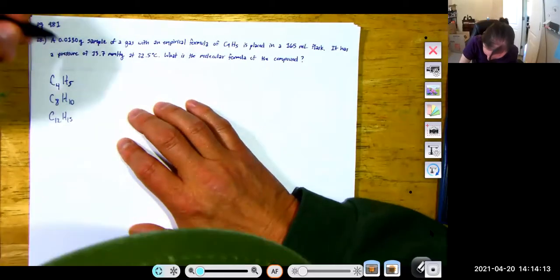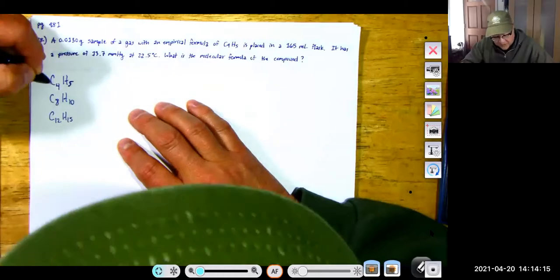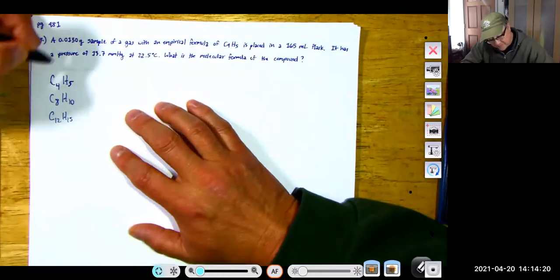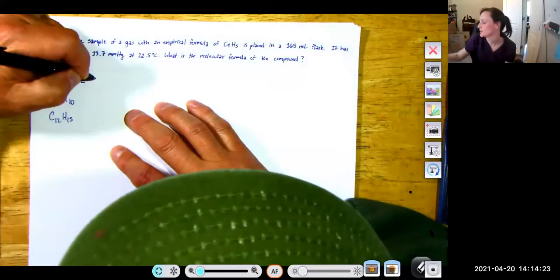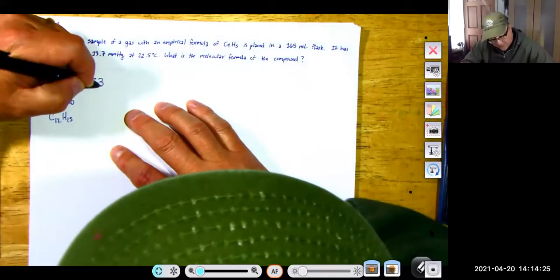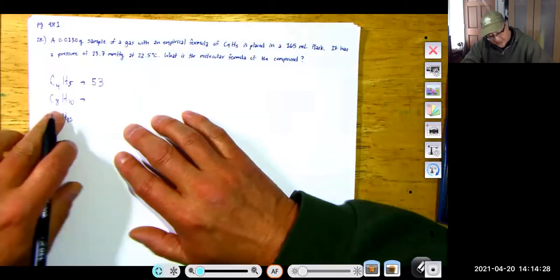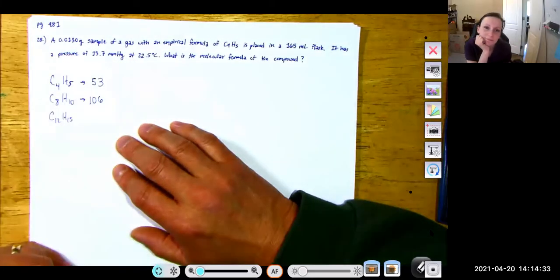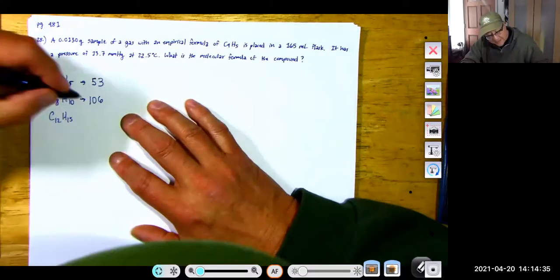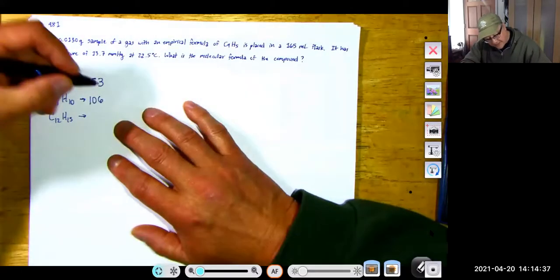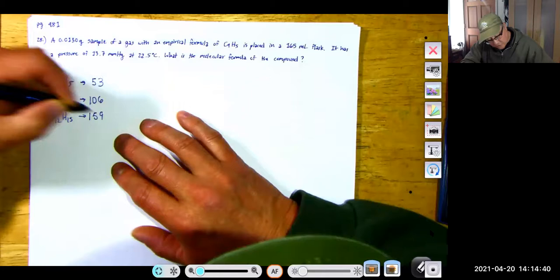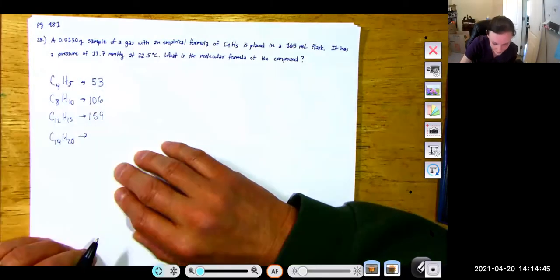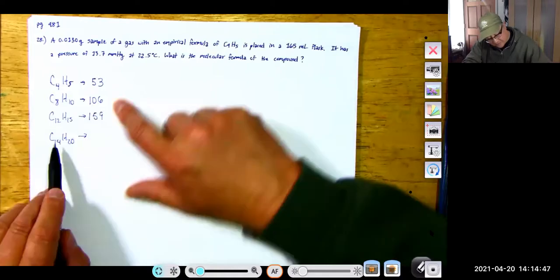Okay, so that's 48. And what's 5 times 1 for hydrogen? And 48 plus 5? 53. Okay. So what is the mass of C8H10? It's 106, right? Because you just double it. And for C12H5, you triple it, so you get 159, and so forth and so on, correct? And here, this one, I would double that one and get 212.